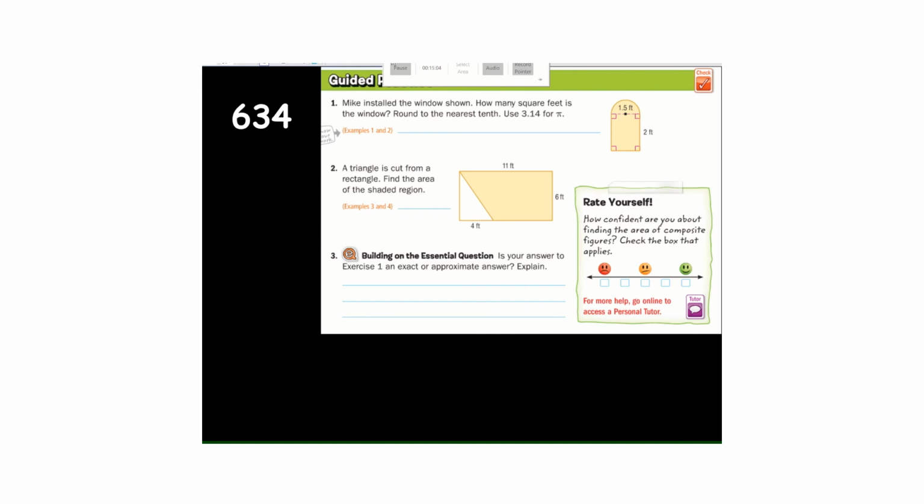Then we find the area of the rectangle. 2 times 1.5 is 3. So now we're going to round to tenths. We end up with 3.88 rounded to tenths is 3.9. We have 3.9 square feet.